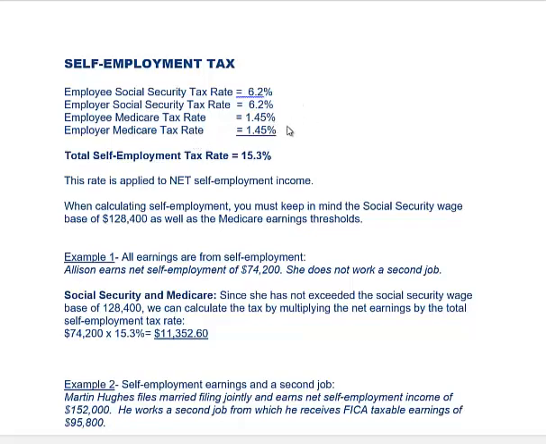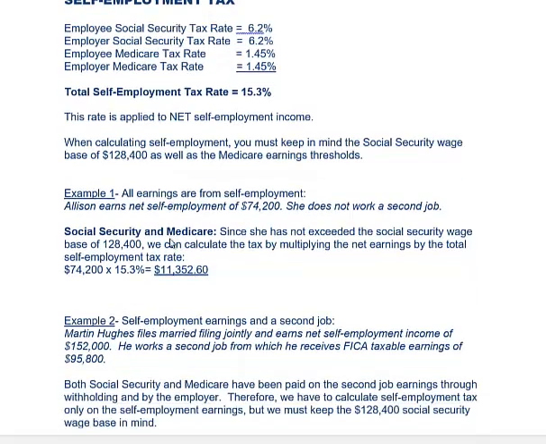So when you add all these percentages together, self-employment tax comes up to 15.3%. Now keep in mind that this rate is applied to the net self-employment income, not the gross earnings of the business. When calculating self-employment, you have to keep in mind the Social Security wage base of $128,400, as well as the Medicare earning thresholds where the additional Medicare may apply. So let's look at a few examples.